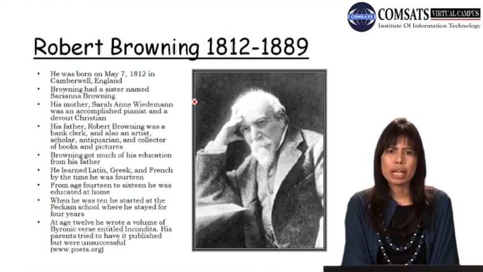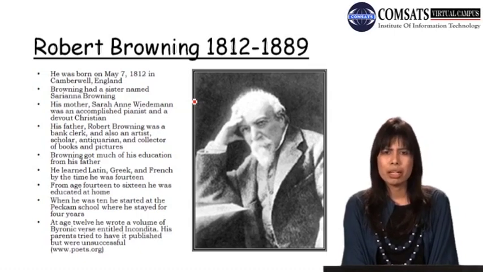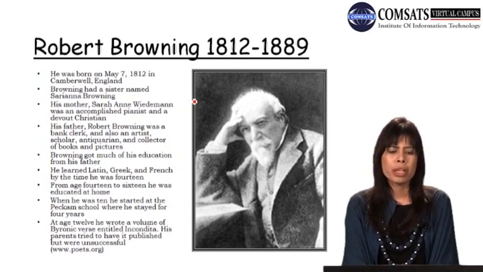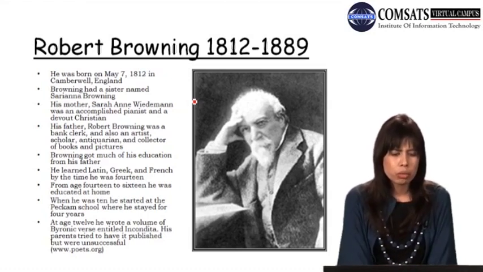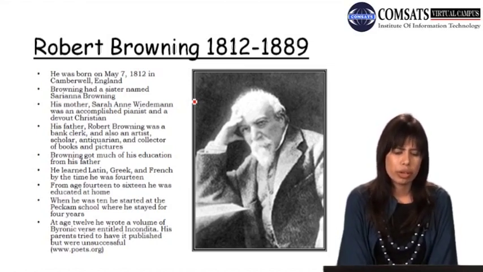Another poet during that era is Robert Browning. Here you could see his date of birth as well. He was born in 1812 and he died in 1889. So my dear students, he belonged to the first half of the Victorian age again. He was born on 7th May, as I told you, 1812 in Camberwell, England. Browning had a sister named Sarianna Browning. His mother, Sarah Anna Wiedemann, was an accomplished pianist and a devout Christian.